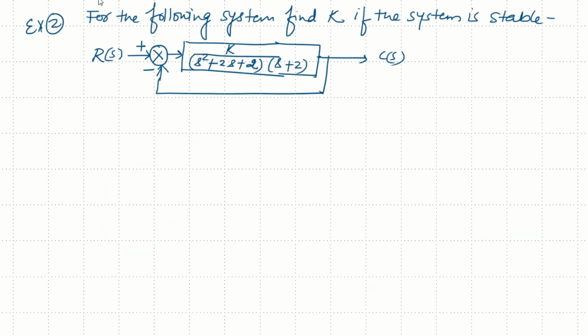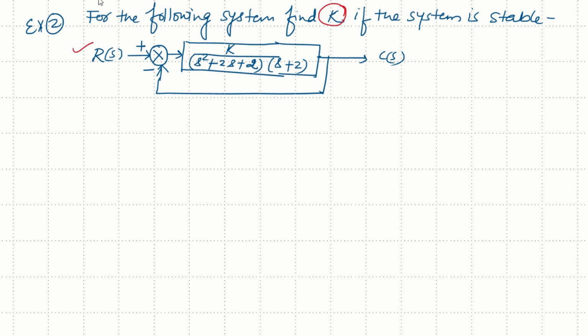Let us take one more example of this type of question in Routh-Hurwitz criteria. Now, in this particular question, the system is given and we need to find the value of K for this system to be stable. There is no direct characteristic equation given in this question, but we are given G(s) and H(s).